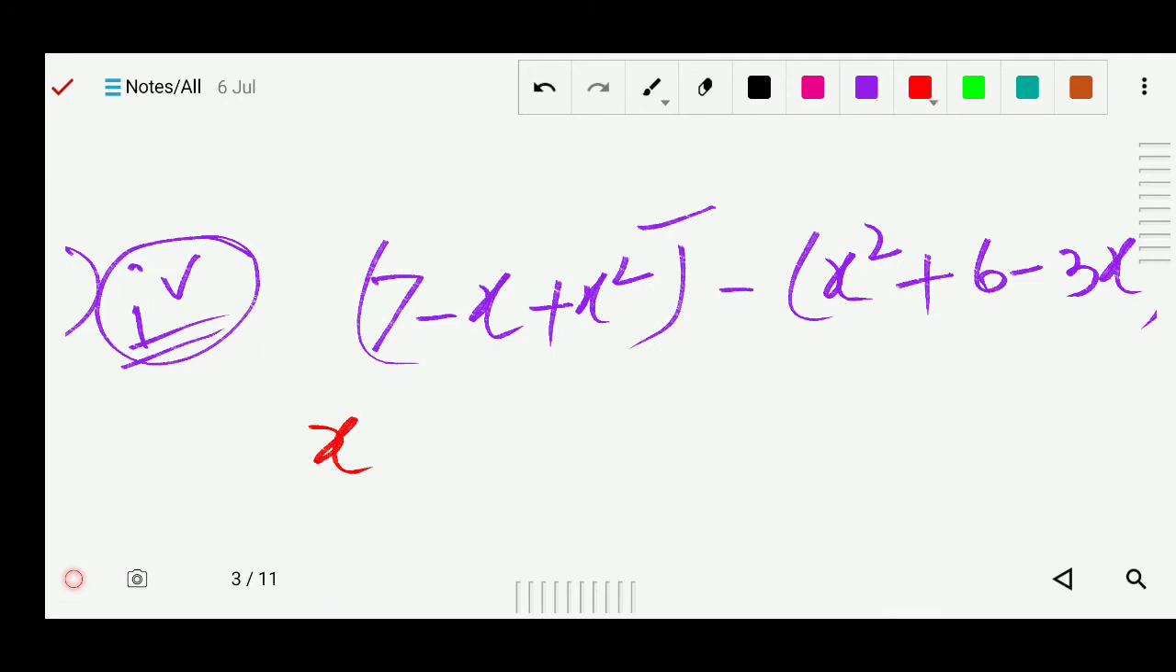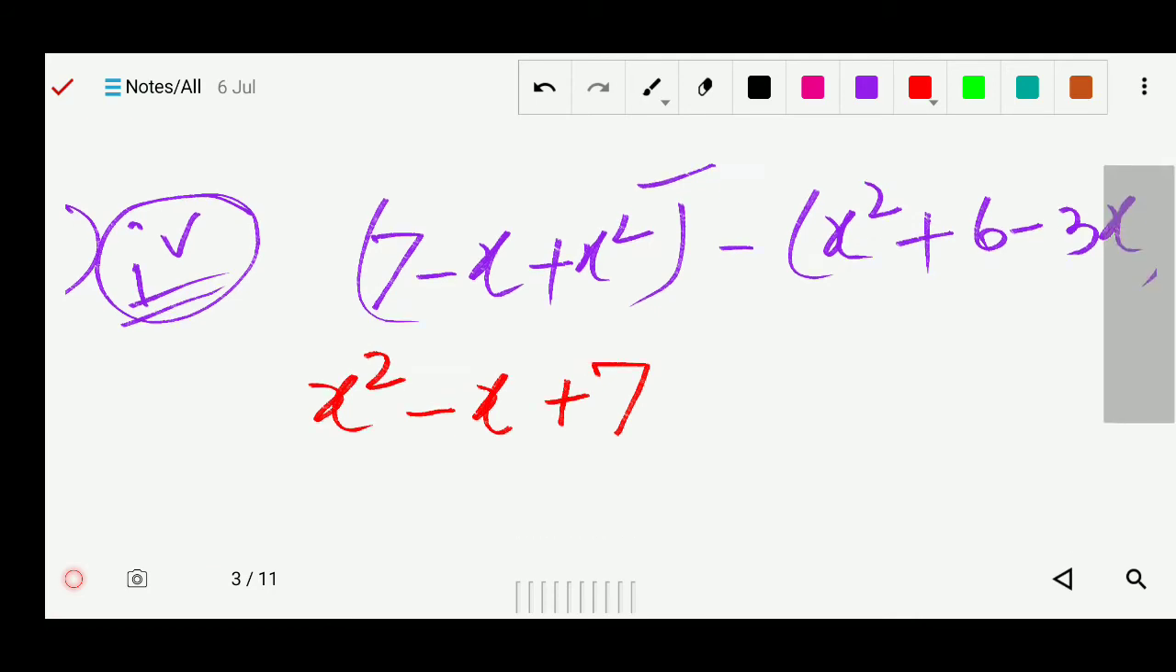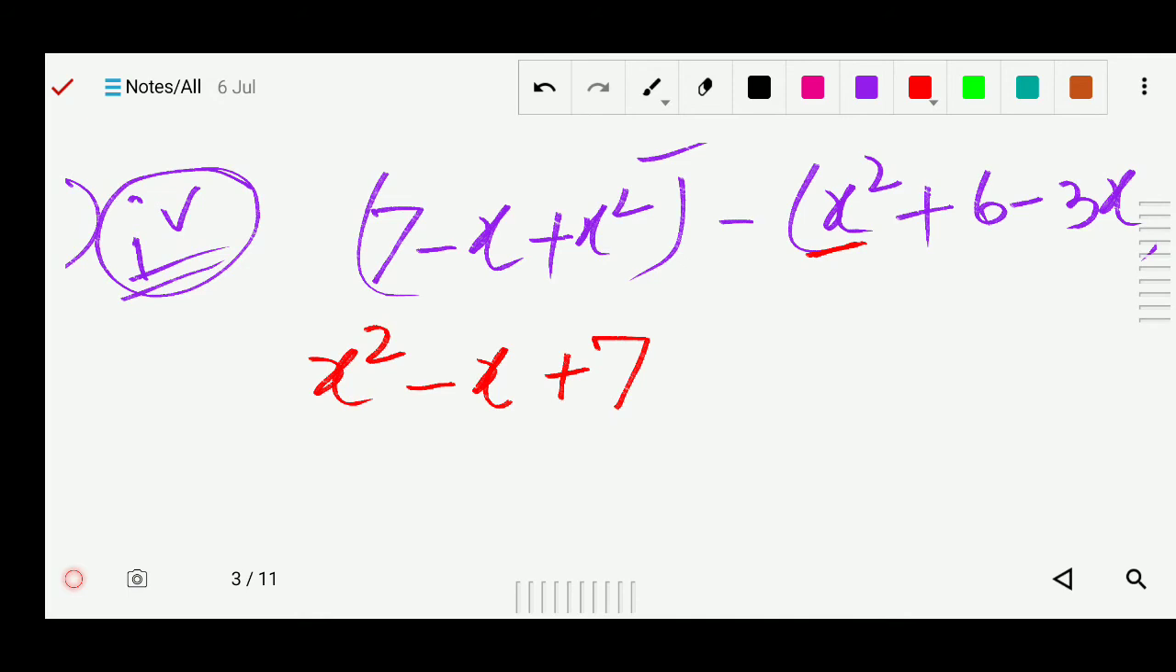First I will write x square minus x, then after that plus 7. Okay, before the 7 there is no sign, it means plus. Now below that we will write the similar term. So x square there. Okay, now next minus 3x, so I just write minus 3x.